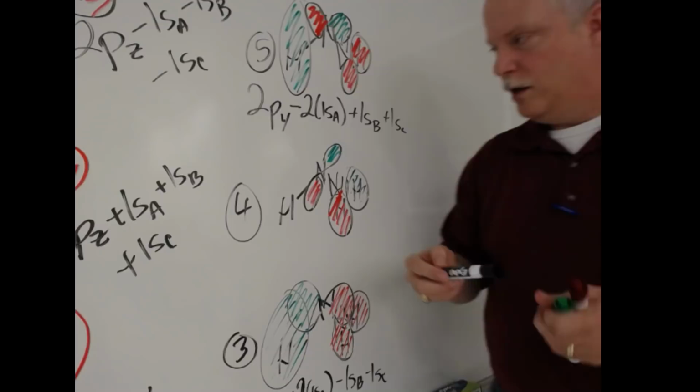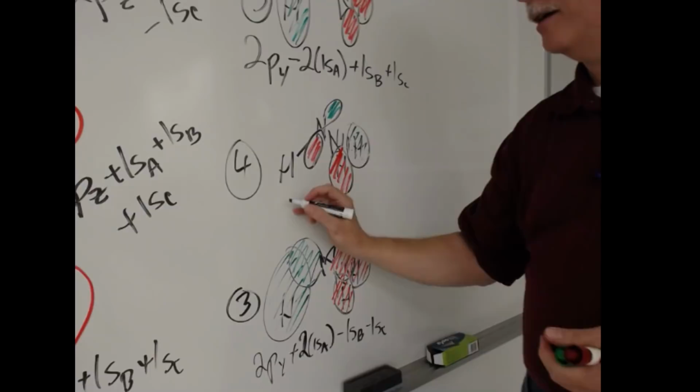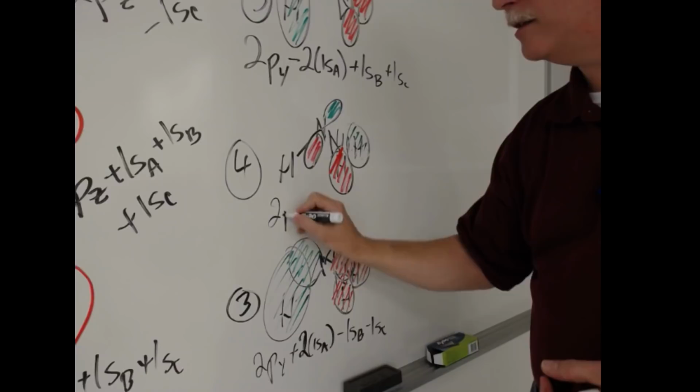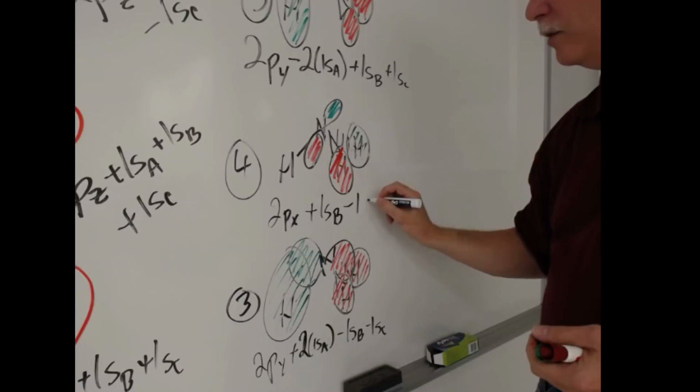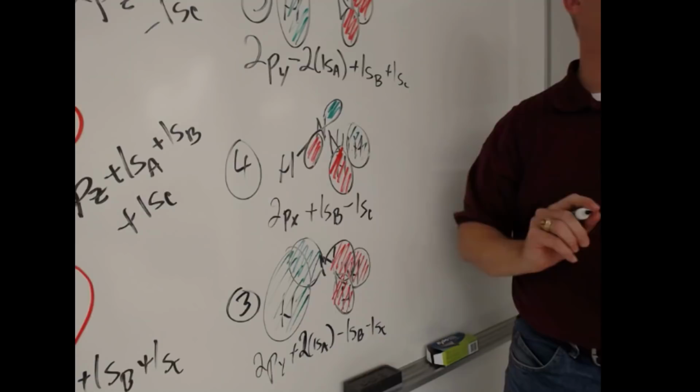Difficult really to find words to describe that. It shows up very easily mathematically. And so that's why I'm trying to draw out these little shorthands. So then we have the 2PX plus 1SB minus 1SC. So this is the 1SB minus 1SC, and then we're just adding in that 2PX. And then up here, number 6.